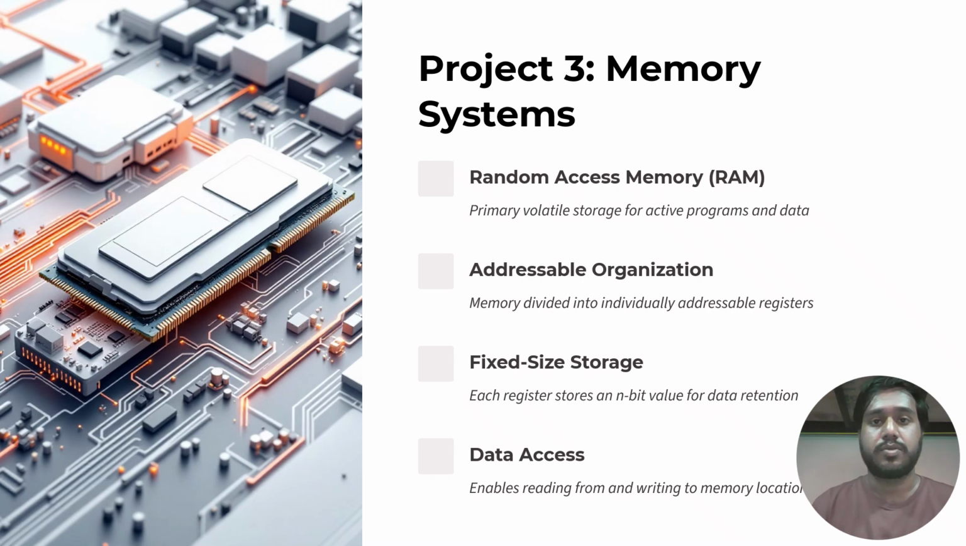Computers require memory to store data and program instructions. RAM is organized as an array of addressable registers, each storing a fixed number of bits. Each memory location has a unique address used to access it. This structure allows efficient reading and writing of data during program execution.